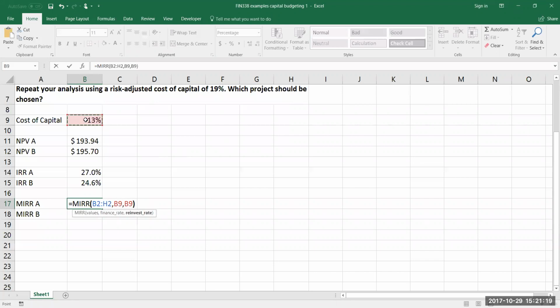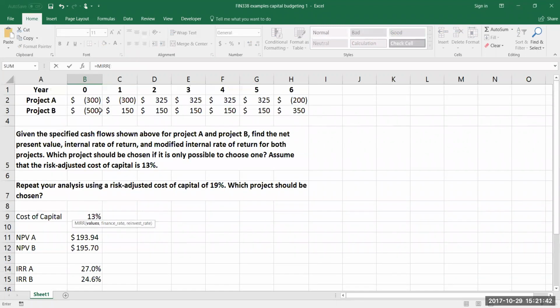So now I will close the parentheses. And if we have done this correctly, the MIRR should land somewhere between the cost of capital and the IRR. So let's see how we did. Lo and behold, it's in between there. So we have a 17.9% MIRR. Let's repeat the process for project B.